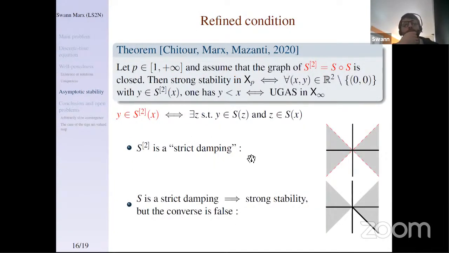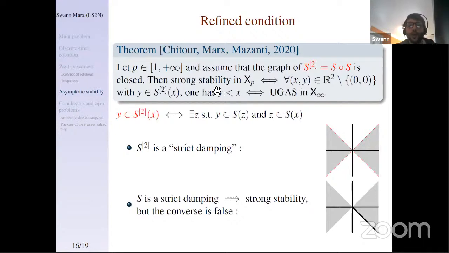And we have also this result, which is based on the iteration of S two times. And we assume that the graph of this iteration is closed. So why do we have this iteration of S? In fact, as I told you before, the function G is two periodic. And this comes from the method of characteristics: the characteristics need to touch the boundary two times in order to have a good result, in order to characterize the asymptotic stability.